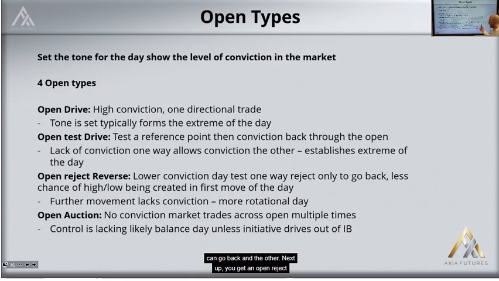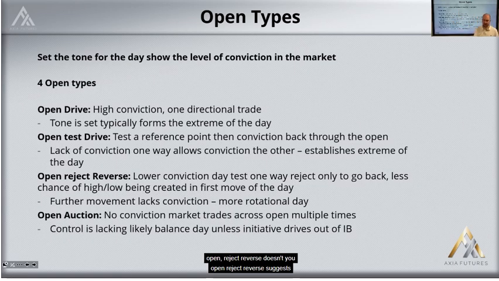Next up, you get an open reject reverse. This is perhaps more your catch-all. What this does is you have a market that trades one way, so it looks like an open test drive back, but then fails to maintain that direction either. So it does have conviction, but it's more balanced conviction. People are happy to try one way and try the other. And so the important bit here is whilst these two set the direction very clearly, your open drive, open test drive, open reject reverse doesn't.